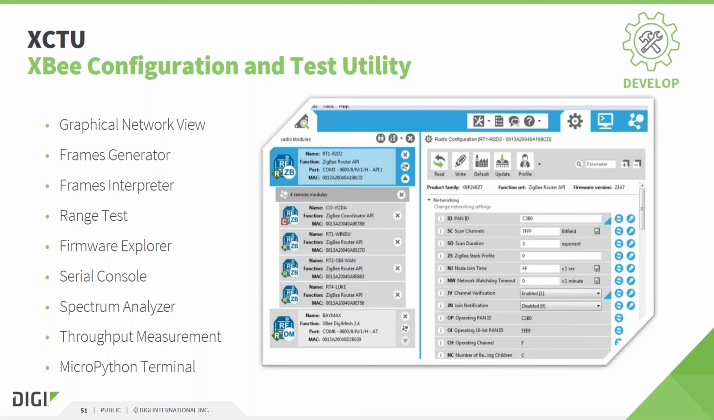And one of the most popular tools is the built-in range test, which can be used for evaluation and site surveys. You only need a module powered by a PC or a USB power plug and another module connected to a laptop, for example. And when you start the range test, you can freely move around with the laptop and the connected module and observe real-time updates of signal strength and packet delivery rates depending on range and RF conditions. XCTU also includes a serial console to test data communication and even a spectrum analyzer and a throughput measurement tool. It is really the Swiss Army knife for developing with XBee modules.